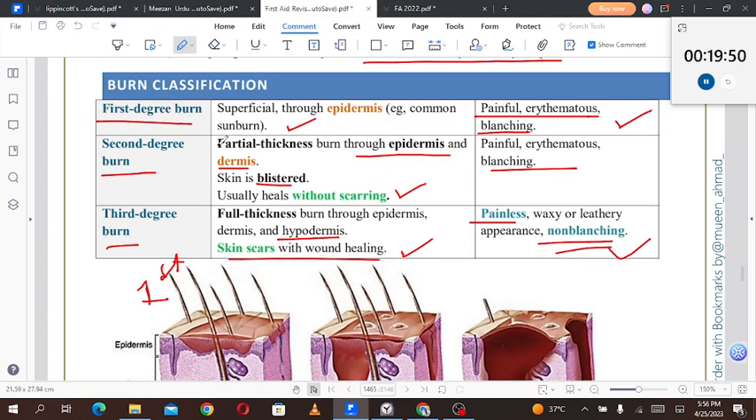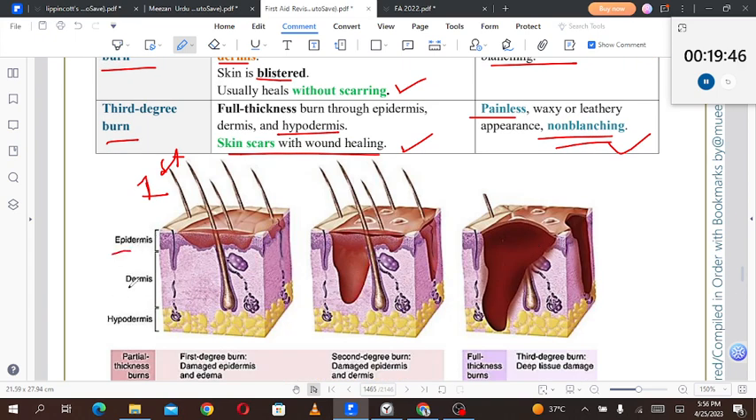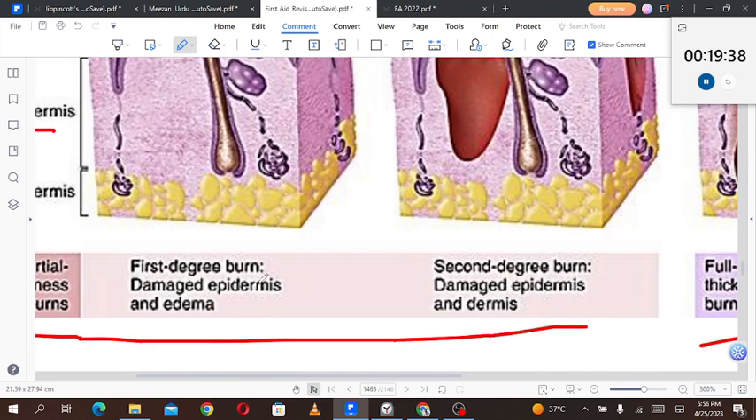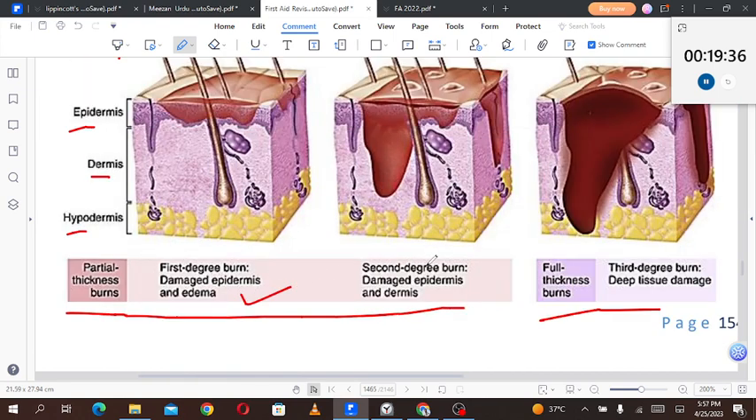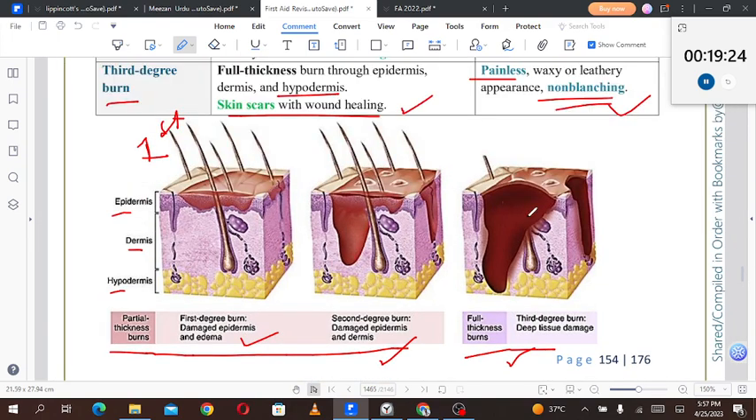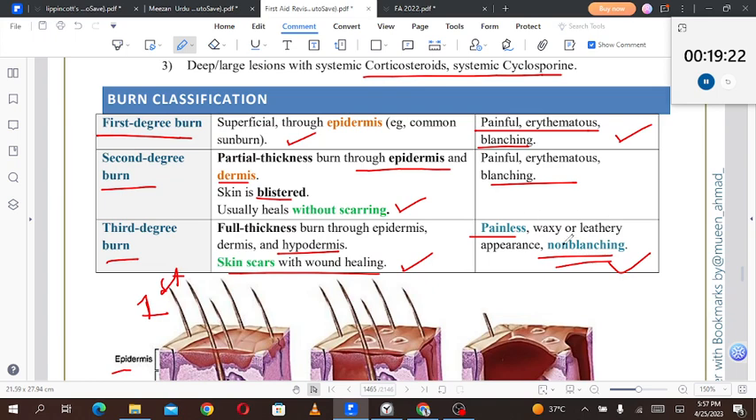So first and second degree burns are painful lesions, while third degree burns are painless. Epidermis, dermis and hypodermis: partial thickness burns are first and second degree, and full thickness burn is third degree. In first degree burn there is damaged epidermis and edema. In second degree burn, we have damaged epidermis and dermis, maybe edema is also present, and both are blanching. Full thickness, third degree burn: deep tissue damage, no blanching, no pain, edema may be present, and a waxy or leathery appearance will be there.